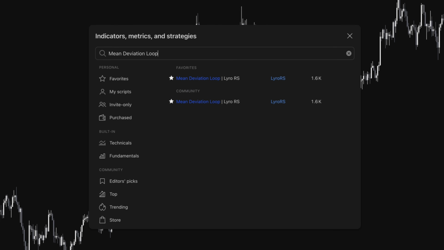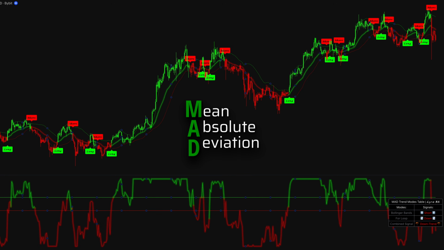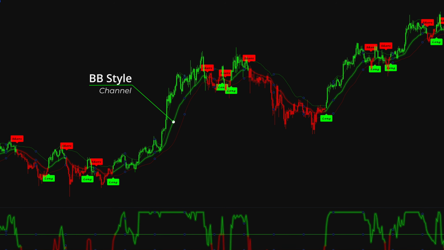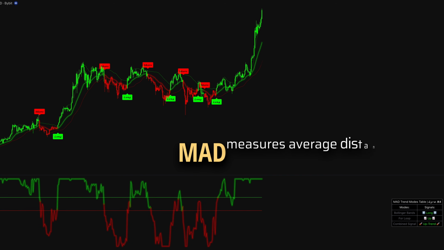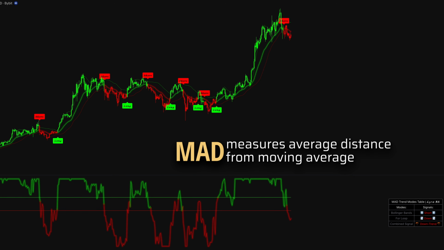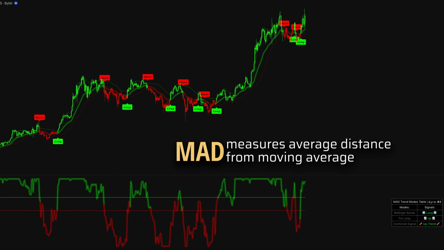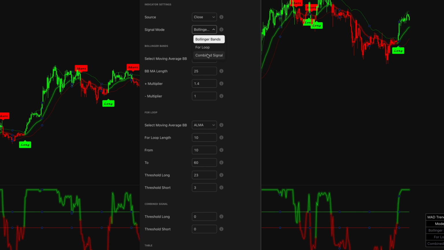Mean deviation loop. Created by LyraRS, this indicator applies mean absolute deviation, or MAD, calculations through two distinct methodologies: a Bollinger Band-style channel and a directional scoring loop. MAD measures volatility by calculating the average distance between price and a moving average, giving equal weight to all deviations regardless of size. Users select which signal mode to follow or combine both through a hybrid scoring system.